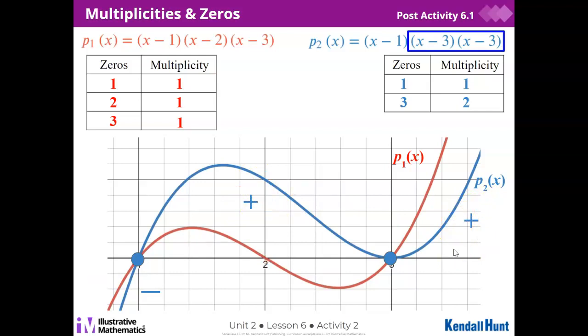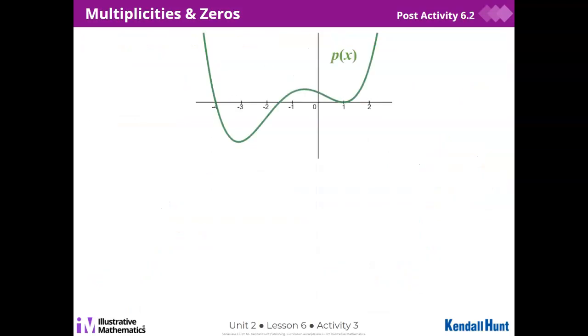Okay, so when we look at these multiplicities, we can say that if the multiplicity is odd, then the outputs are going to change signs about that zero. But if the multiplicity is even, here's an even multiplicity, then the output does not change signs. So with an odd multiplicity, the sign changes. With an even multiplicity, there is no sign change. If it's positive, it remains positive. If it's negative, it remains negative.